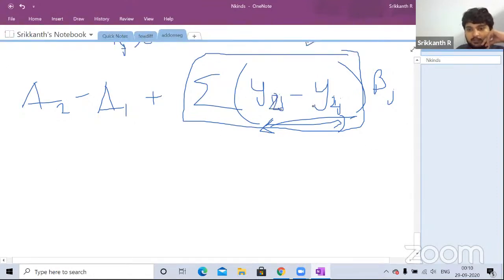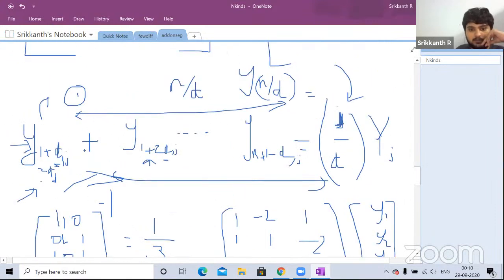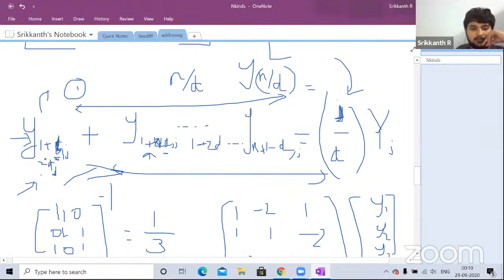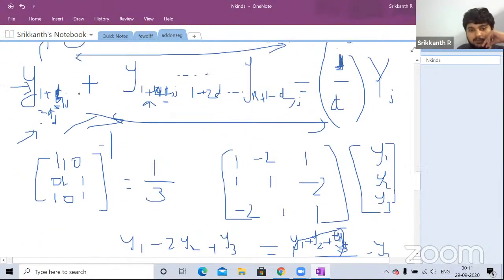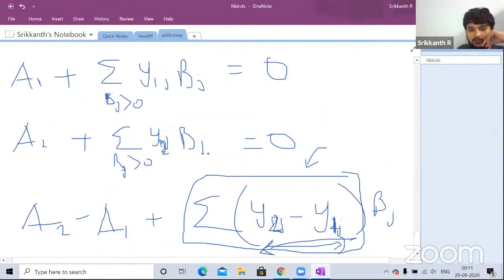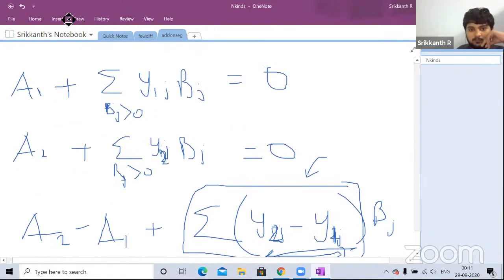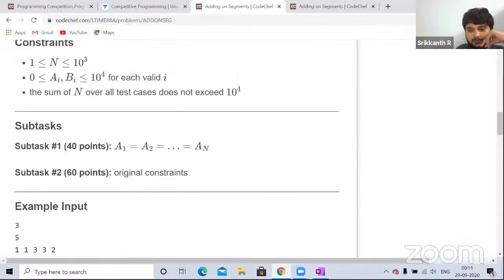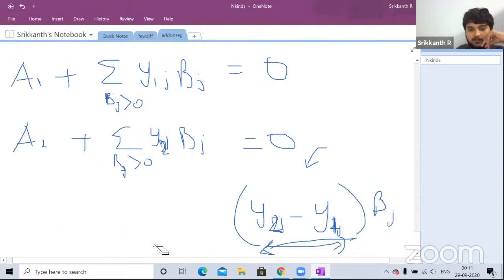So here you have y2j minus y1j. We should start with y1: y1 plus d, y1 plus 2d, etc. Right. So, as we saw, starting from y1 or starting from y2, this expression should be the same, right? So if we subtract these two, we get this. We rewrite this.